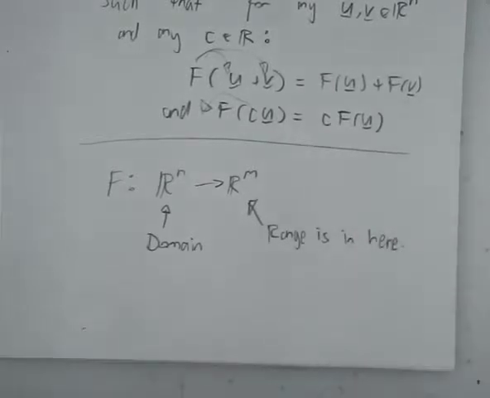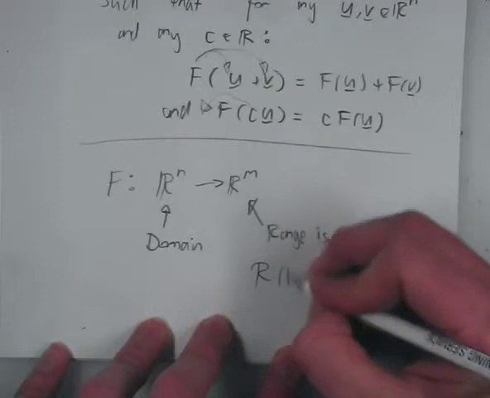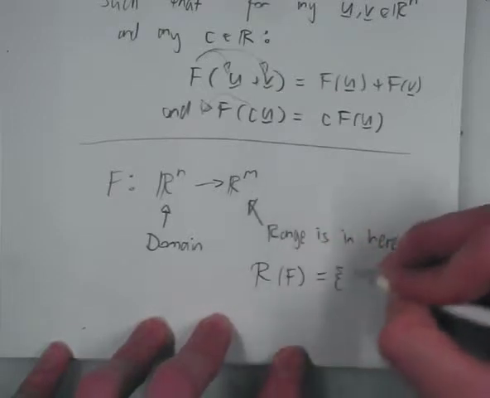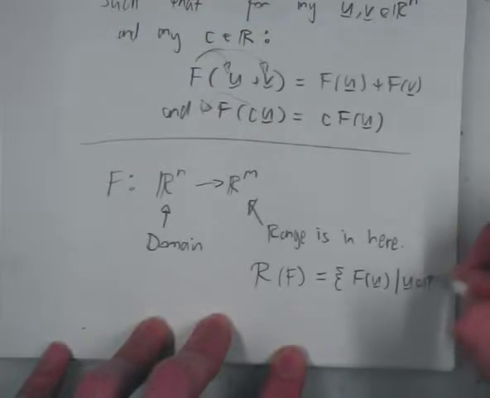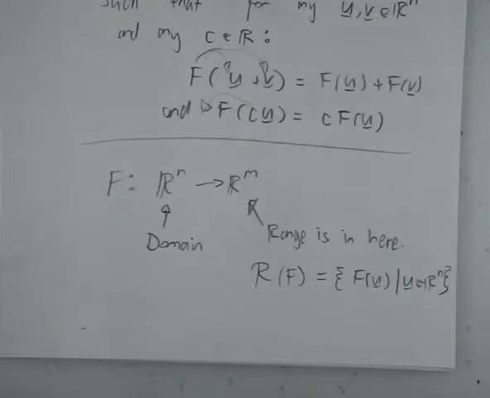Okay? And the range of f is the set of all things that are f of something, which is the same as the definition of range for any function whatsoever. So to find the range, you technically have to take every vector in Rn and do f on it, and what's produced is the range.